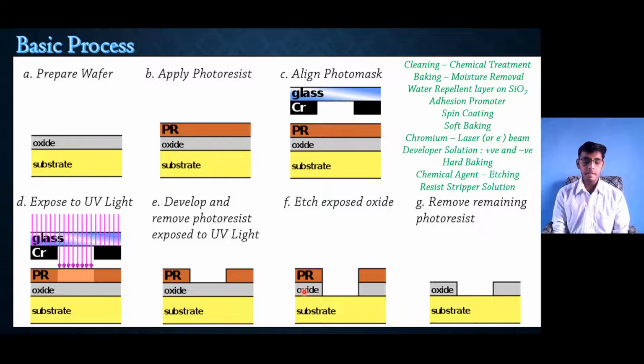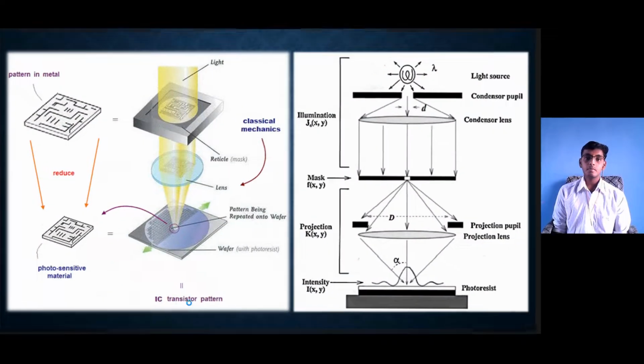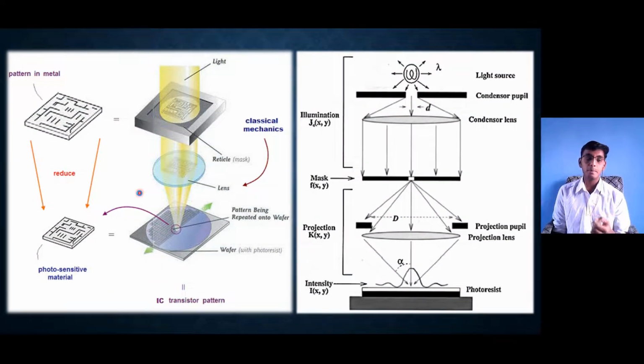So now we will be better able to understand our diagrams. The basic process is exposing the mask to the UV light, and then this patterned mask transfers through a series of optics, reduction optics, and then prints onto the wafer surface. A miniaturized version is printed onto the wafer surface. So this is the basic process.